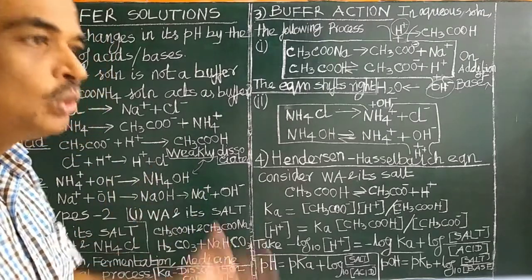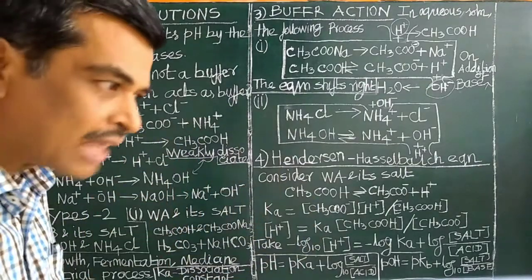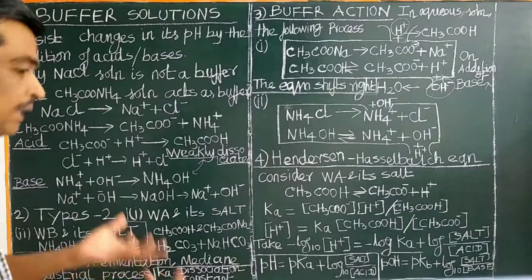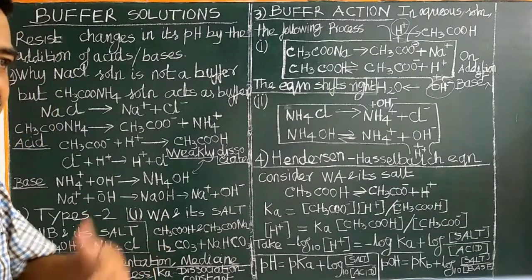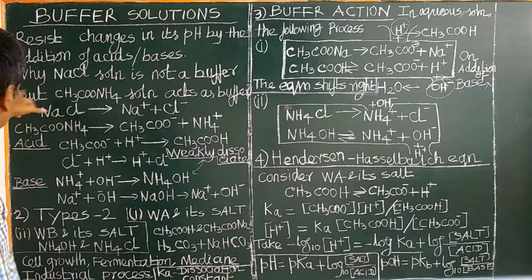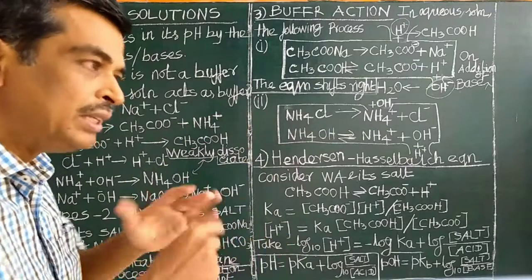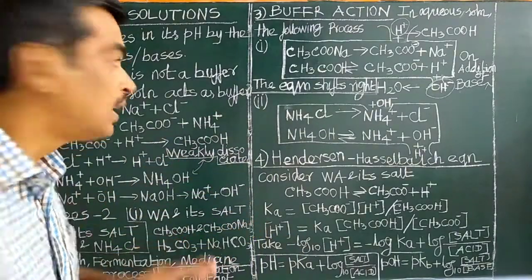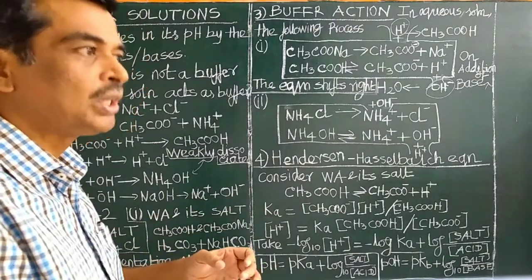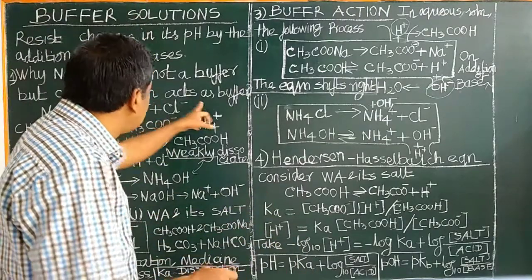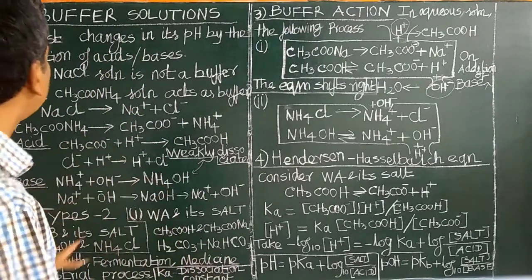Buffer solutions are solutions which resist the change in the pH by the addition of acid or base. On the addition of acid or base to the solution, there is no change in pH. For example, let us take sodium chloride solution. It is not a buffer solution. Whereas ammonium acetate solution, you prepare ammonium acetate solution, it acts as a buffer. Why does it act as a buffer, whereas sodium chloride is not a buffer?